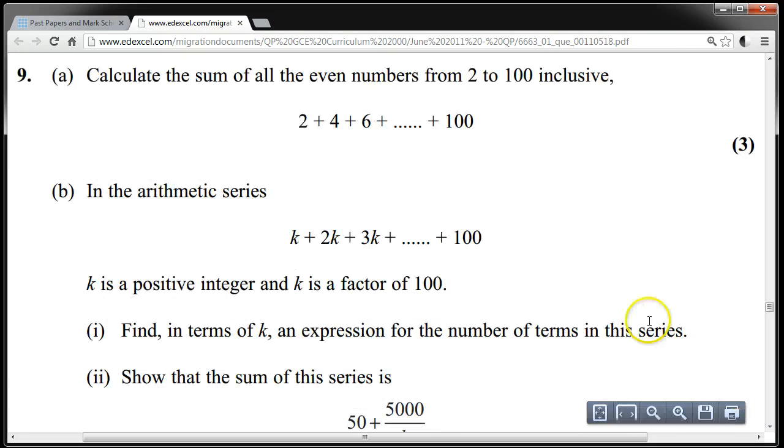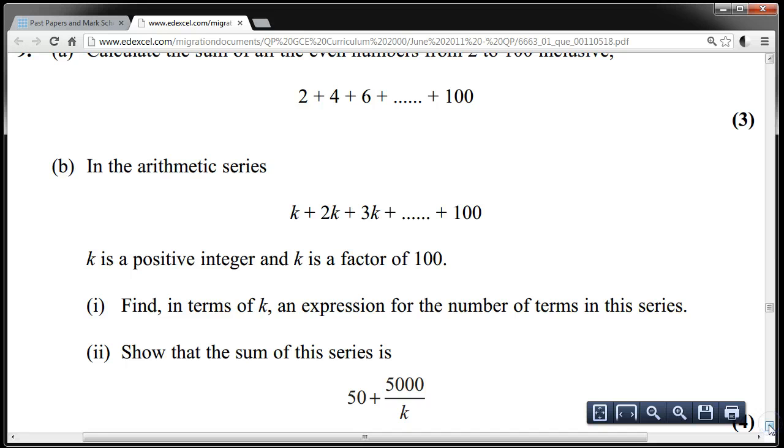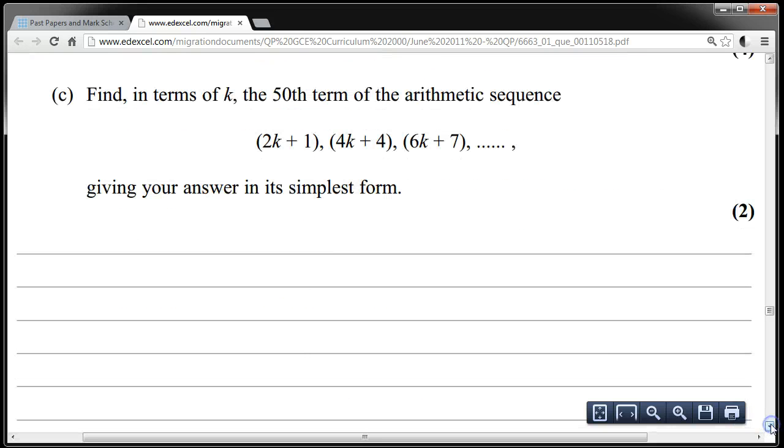So here's one problem in its own right. Sum 2 plus 4 plus 6 up to 100 inclusive, so that's easy. Here's a series. K is a factor of 100, so it goes into 100. That's why you can finish on 100 here when you go through this series, and it's positive. Number of terms in the series, well, that should be easy, and show that the sum of the series is those terms there, so that's okay.